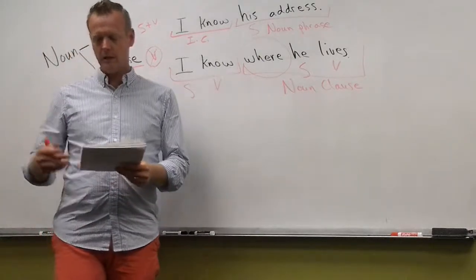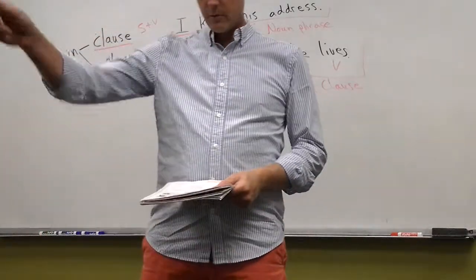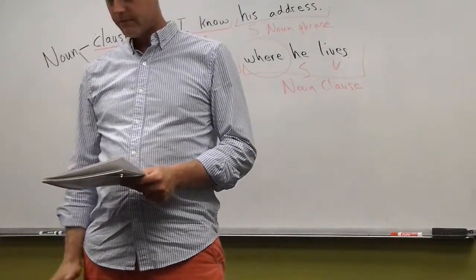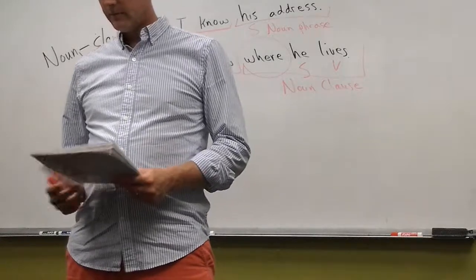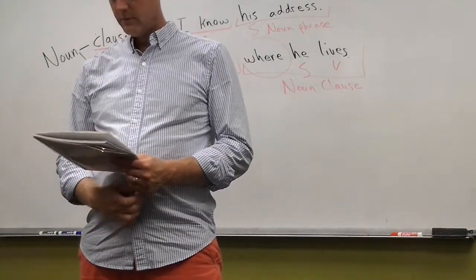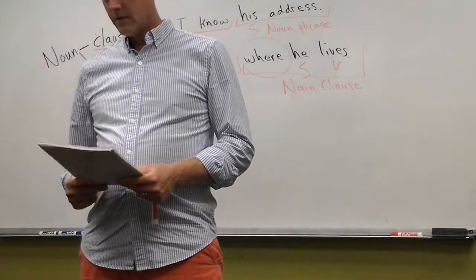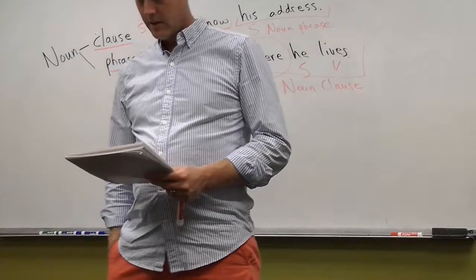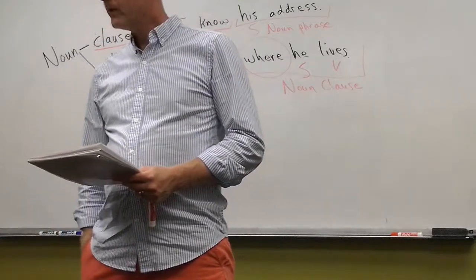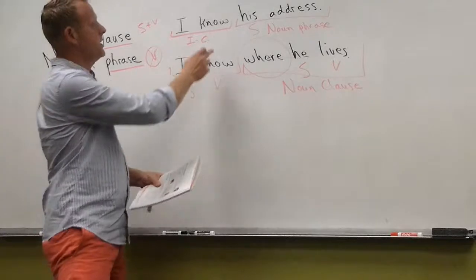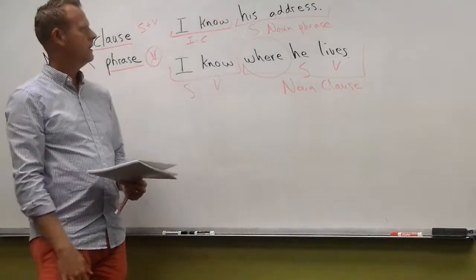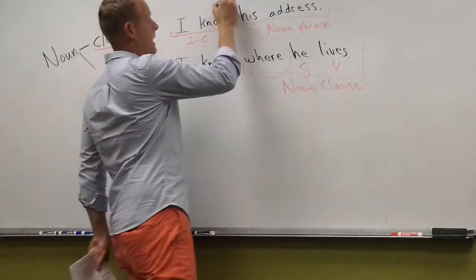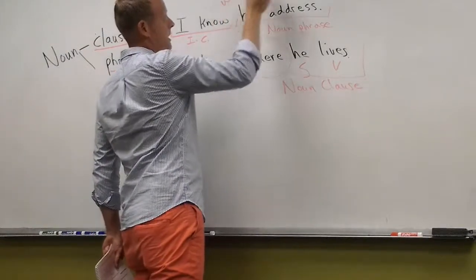All right. Let's look at what it says in the book. Yusuf, read the directions. Verbs are often followed by objects. The object is usually a noun phrase. In A, his address is a noun phrase. His address is the object of the verb know. This is just a normal sentence. I know his address. I know what? His address. So the direct object is his address.